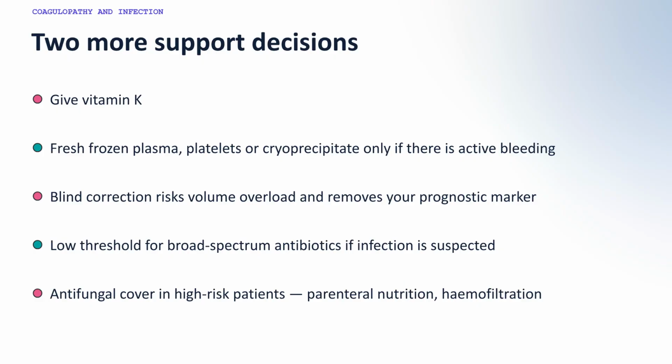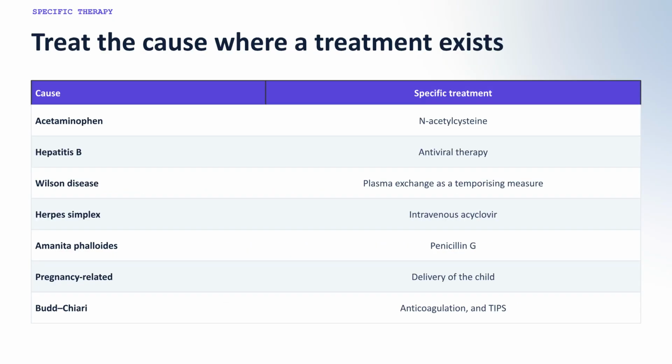2 more support decisions. For the coagulopathy, give vitamin K, but give fresh frozen plasma, platelets, or cryoprecipitate only if there is active bleeding. Blind correction risks volume overload, and it removes the very marker you are using to judge prognosis. For infection, have a low threshold for broad-spectrum antibiotics. Vancomycin with a 3rd-generation cephalosporin is a reasonable starting point, and add antifungal cover in high-risk patients, those on parenteral nutrition or hemofiltration. Where a specific treatment exists, use it.